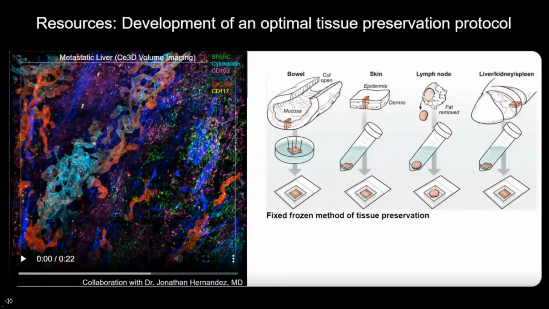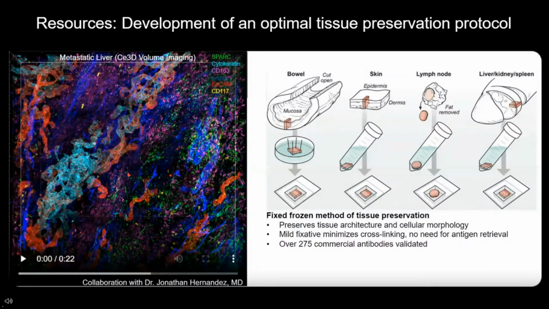Showing you that this method involves fixed frozen tissues. It preserves the tissue architecture and cellular morphology, as you've seen with the images I've shown you. It's a milder fixative, so you don't have as much cross-linking, and you don't need to do antigen retrieval, and you can use many of the antibodies that you employ for flow cytometry, so that also reduces your total reagent cost in the lab, and I think that's an important consideration.